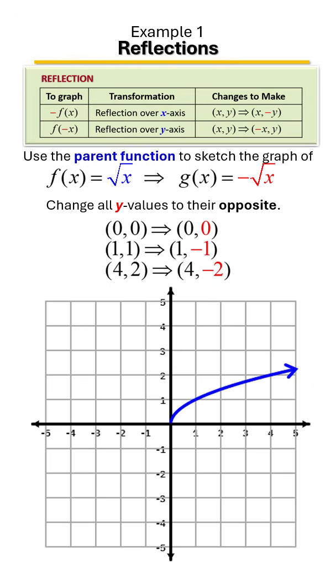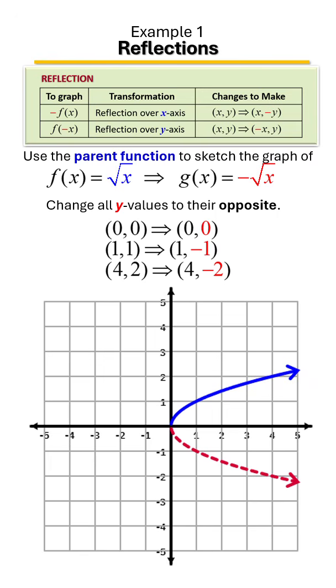Once I do so, it's going to look like so. Now I can go ahead and plot these 3 points, and once I plot it, my graph is going to look like so. And notice 0, 0, over 1, down 1, and then the other point over 4, down 2.